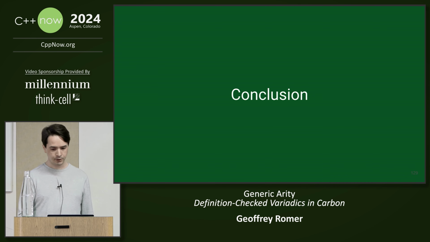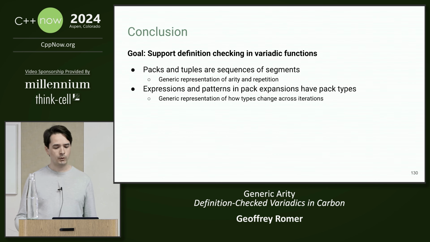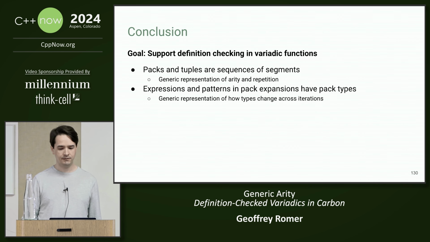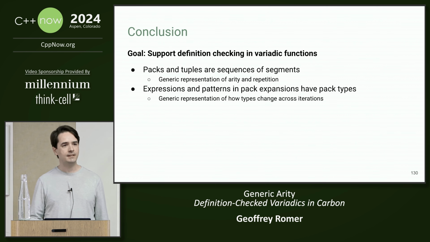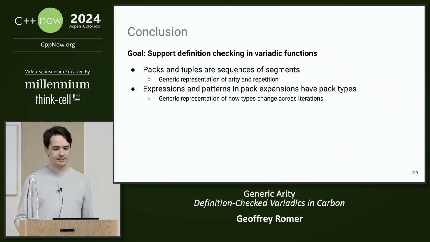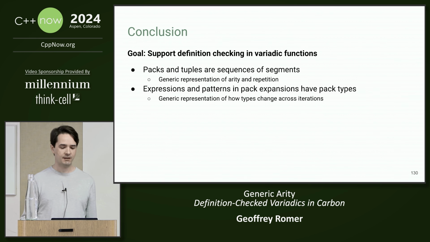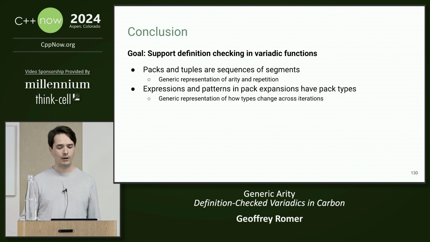So I'd just like to conclude by circling back to the goals that we started with. First of all, we wanted to support definition checking in variadic functions. We did that by introducing the idea of a segment, which gives us a generic way to represent things like repetition and arity, and said that packs and tuples are sequences of segments. Then we said that inside a pack expansion, expressions and patterns have pack types, and that lets us generically represent how their types change across iterations of the expansion.